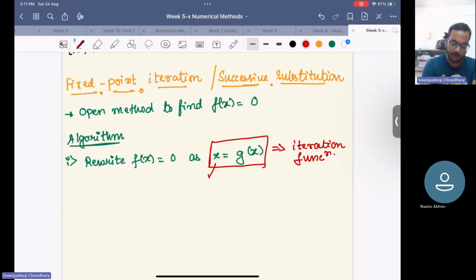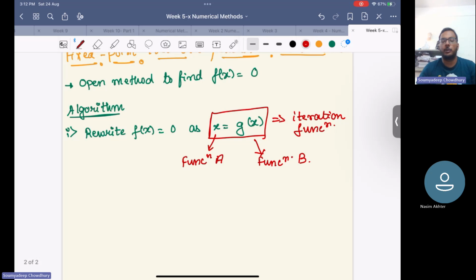So here there are two functions, right? One is y equal to x, which is function a, and another is y equal to g of x, which is function b. In order to find the root of the equation f of x equal to 0, if we can rewrite it in the form x equal to g of x, and then plot these two functions, y equal to g of x and y equal to x, and find the intersection of those two curves, that will give me the solution of the equation, right? Is this point clear? Yes, yes, it's clear.